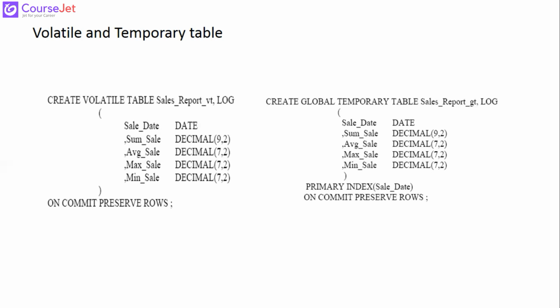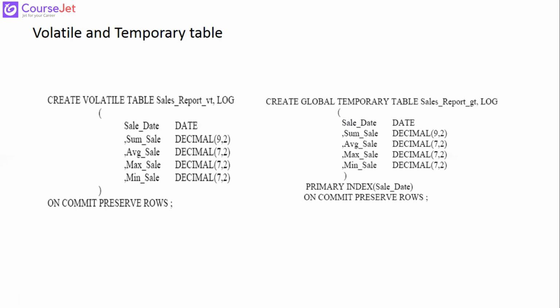Correct. So this is the case of a volatile table, where neither the DDL nor the data is permanently stored anywhere in the database. It's local only to the session. And when we come to the global temporary table, what will happen here?